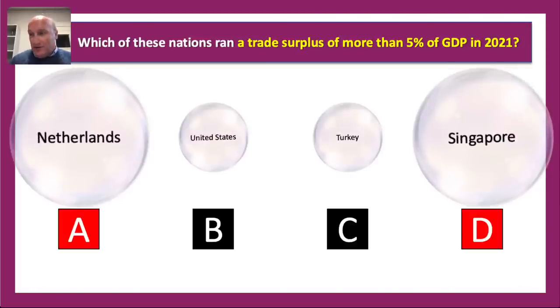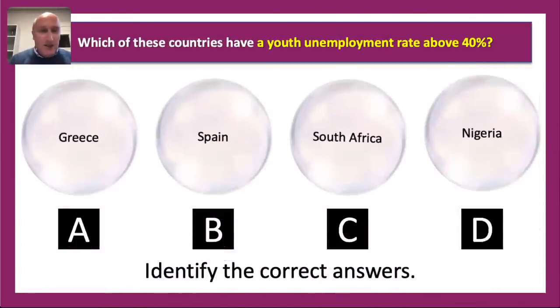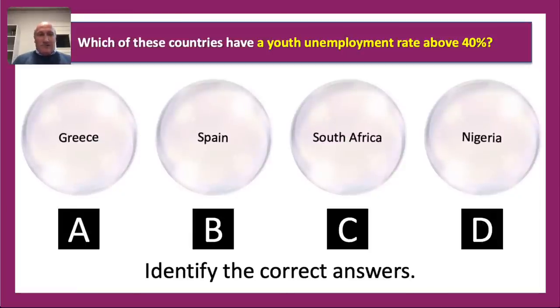Here's our third question. Which of these countries has a youth unemployment rate above 40%? Youth unemployment, really key. Young people, I think the age between 16 and 24, or 18 and 24, so young workers. What do we think on this one? I'll pick out some answers here.